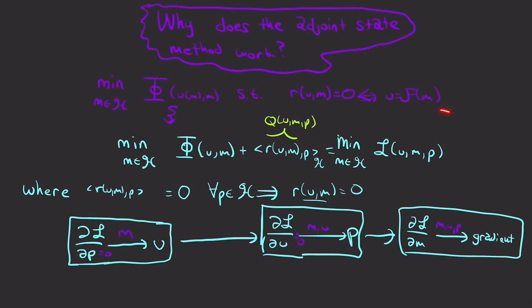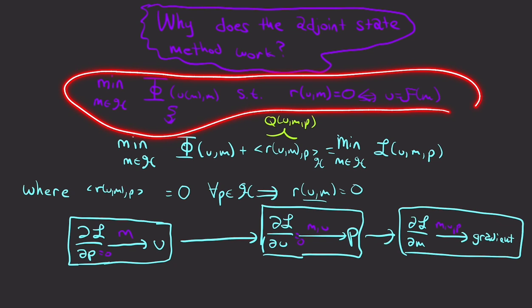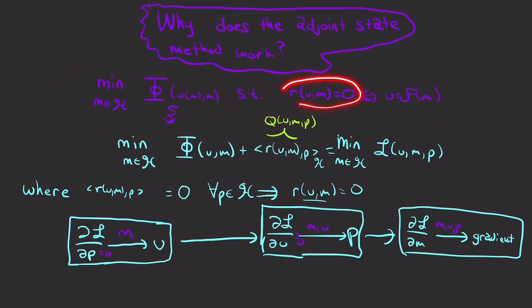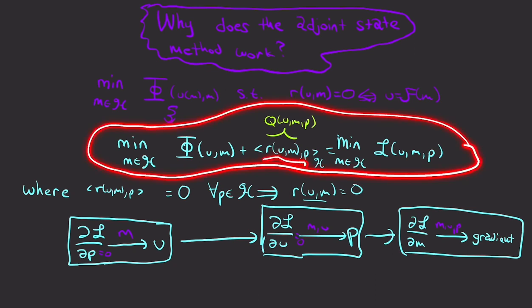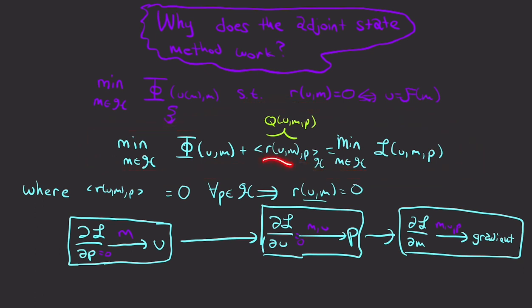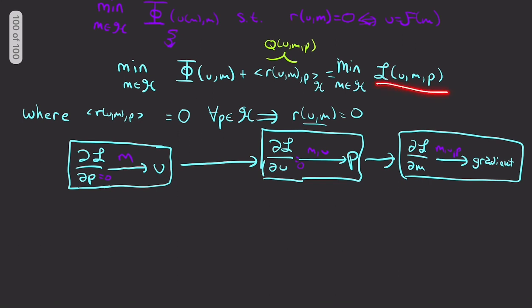As a quick review, we moved this constrained optimization problem, where r of u, m equals 0 is our residual (when it's equal to 0, that means u satisfies our forward model), to this unconstrained optimization problem where we dot our residual into a Lagrange multiplier p. We want this to be 0 so that we get equivalence with the constrained optimization problem. We'll call this also Q of u, m, and p, and we optimize with respect to this new functional L.